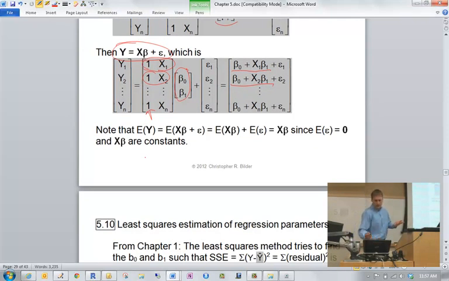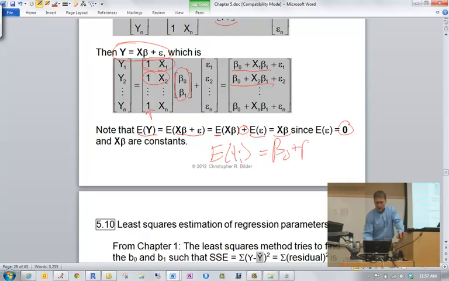Well, what about the expected value of y? Well, y is x beta plus epsilon. I can move the expectation through because it's just a sum. Expected value of epsilon, of course, is 0. So I'm left with just x times beta since those are constants. So the expected value of y is equal to x times beta in terms of matrices. This is the equivalent of what we were saying before: expected value of y sub i is equal to beta 0 plus beta 1 times xi.